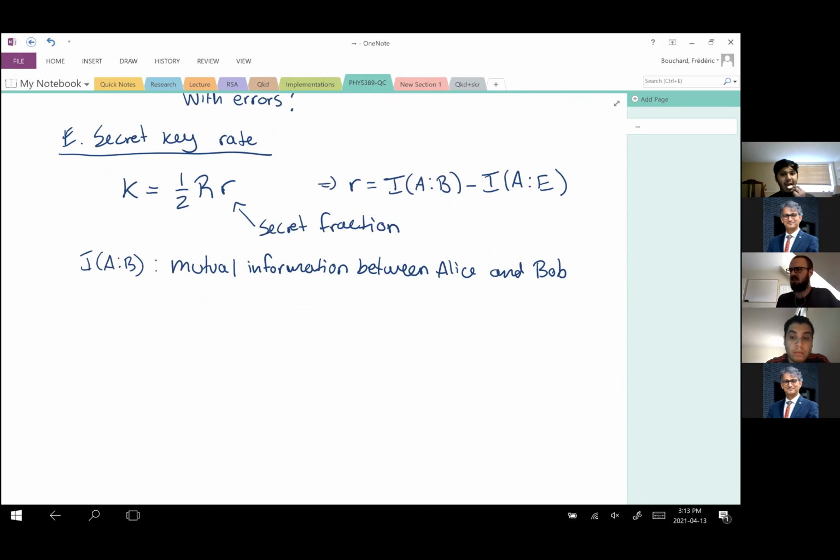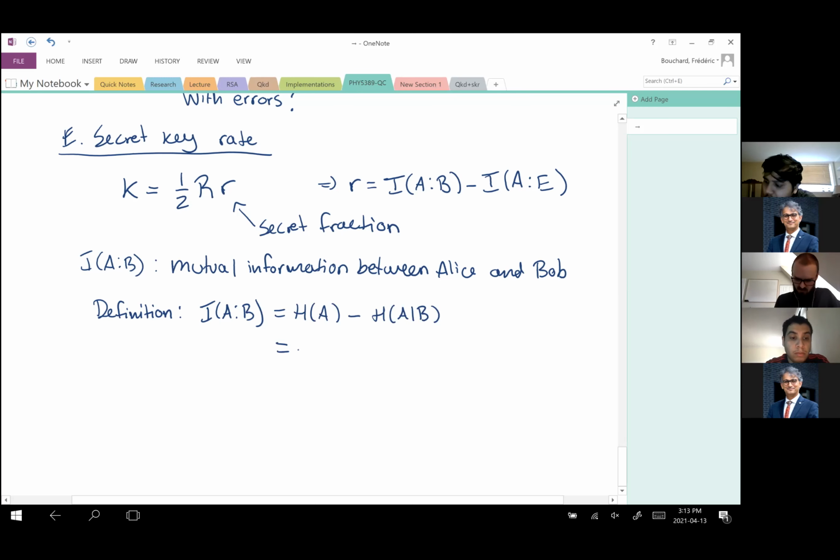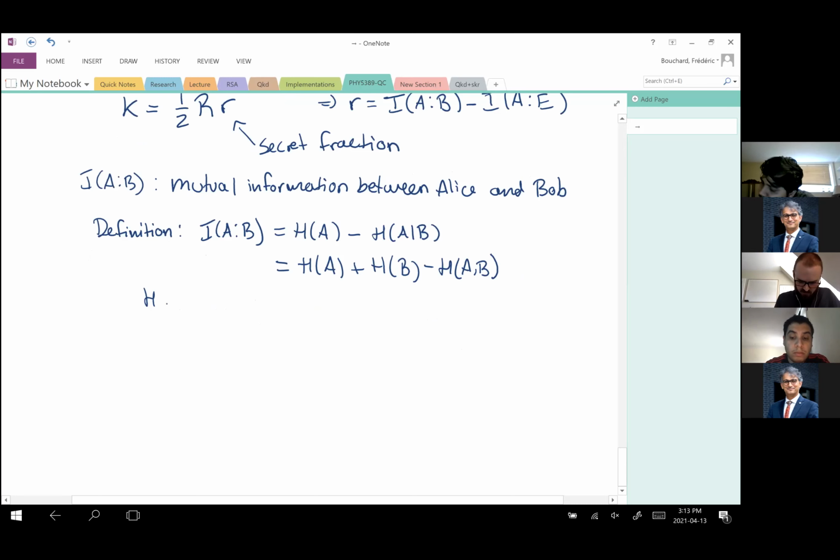So this is now how you can calculate the mutual information. This is all in terms of information theory that was developed by people like von Neumann and Shannon. There's a few useful definitions here that will help you to calculate the mutual information. The H are entropies. The first one, when you have something like HA, that's a marginal or an individual entropy.